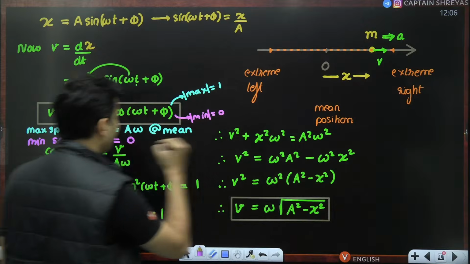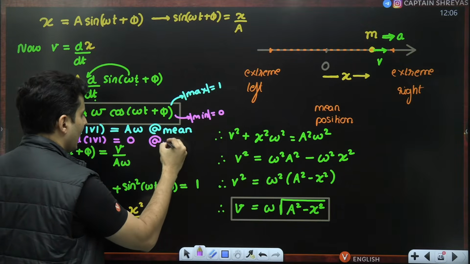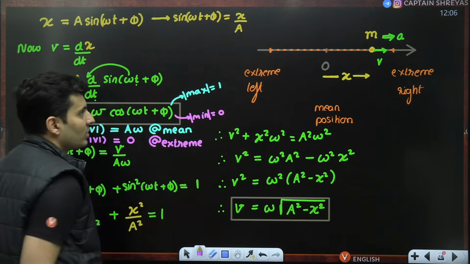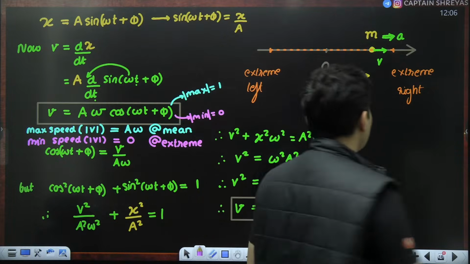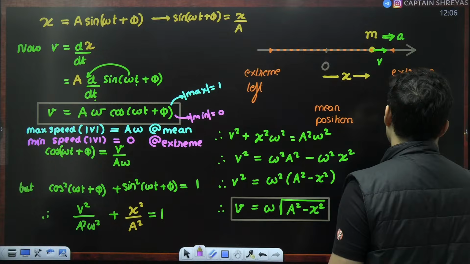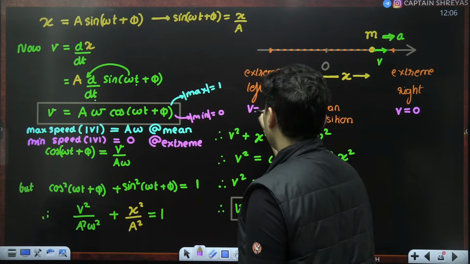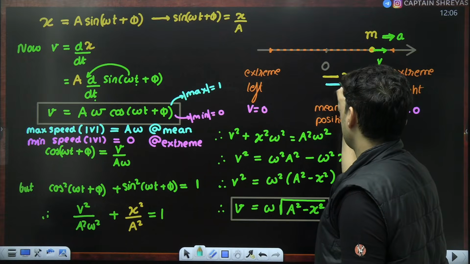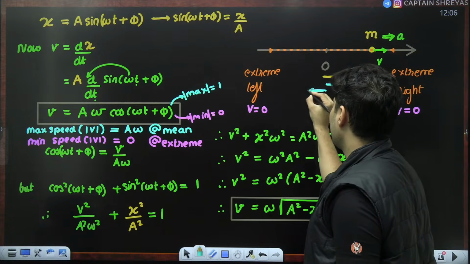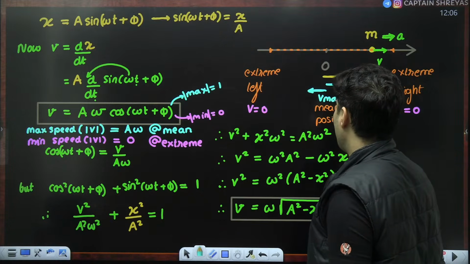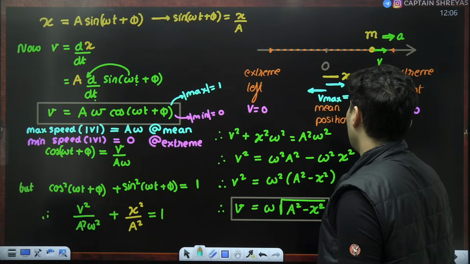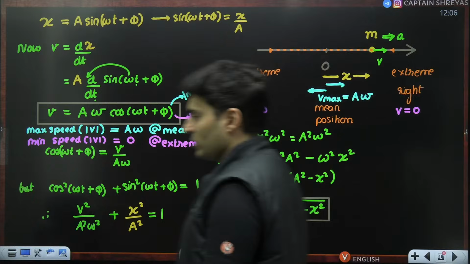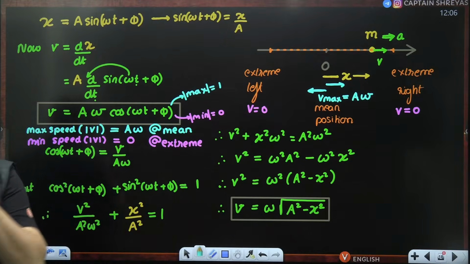If you ask me where the minimum speed is, it is going to be at any of the extreme positions. So at extreme right and extreme left, the speed is going to be 0. And at the mean position, whether you are going like this or like this, the speed is going to be maximum, whose value is going to be A omega. The maximum speed is going to be at the mean position. Is this clear, everyone?